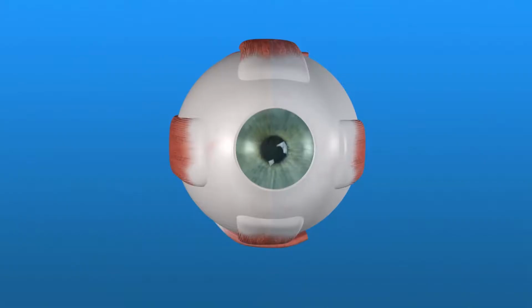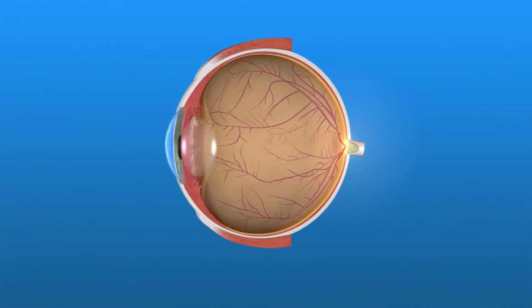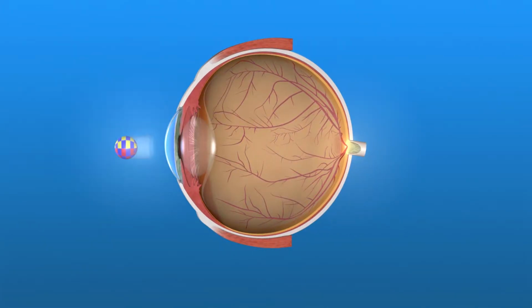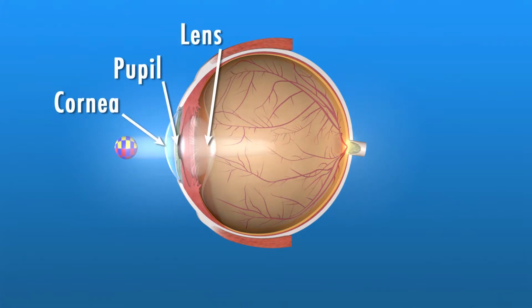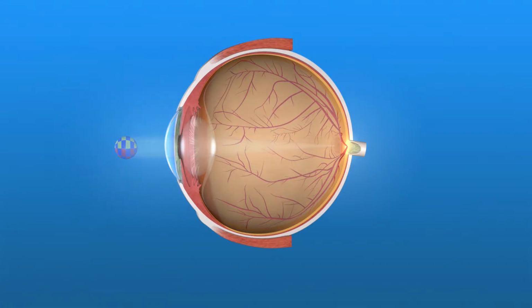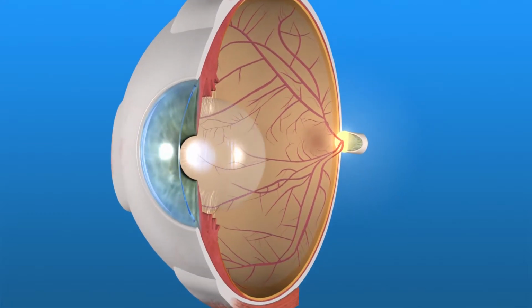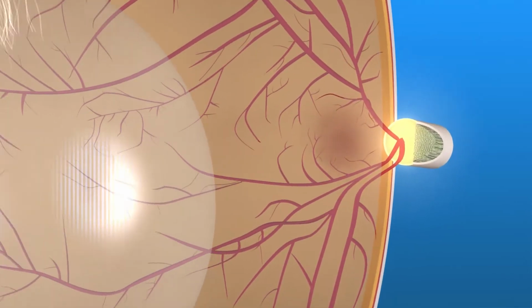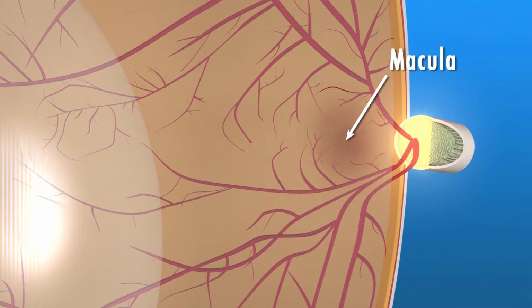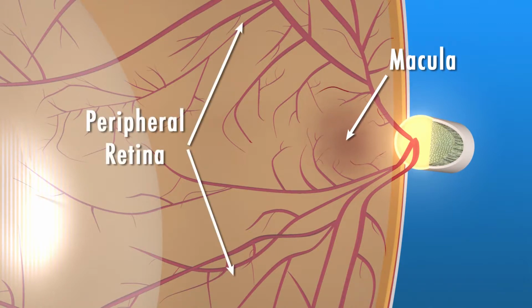To understand how AMD affects your vision, it's important to understand how the eye works. Light rays enter the eye through the cornea, pupil, and lens. These light rays are focused on the retina, a light-sensitive tissue lining the back of the eye. The retina has two areas, the peripheral retina and the macula. The macula is a small area at the center of the retina. The peripheral retina is the large area surrounding the macula.